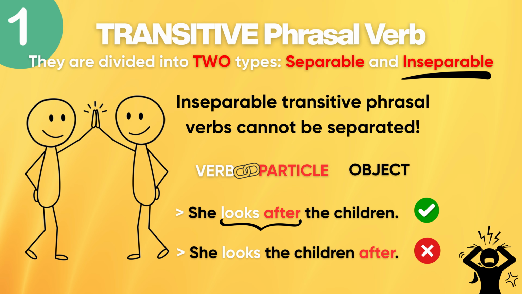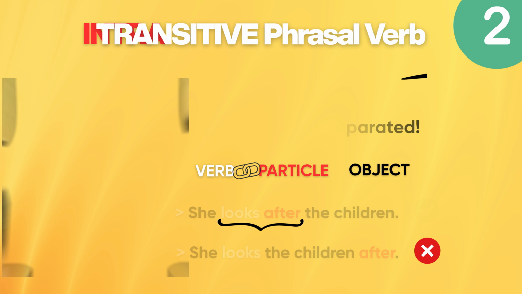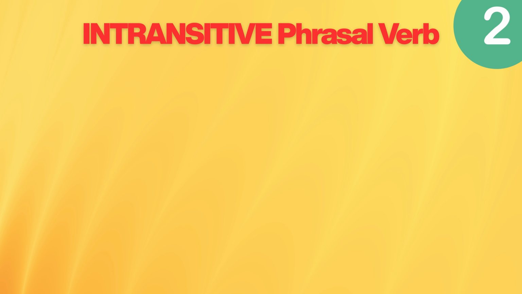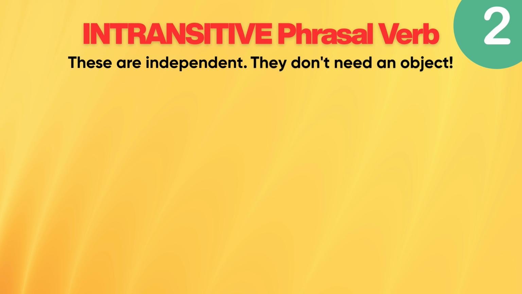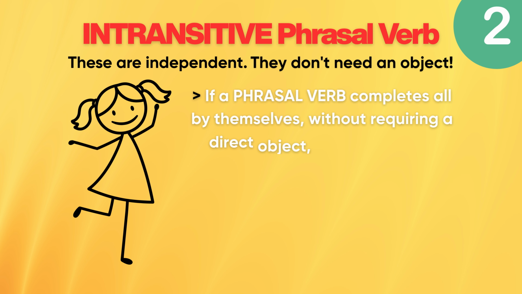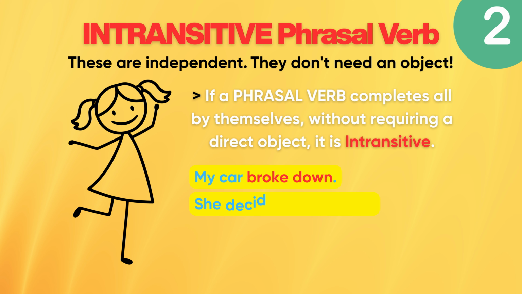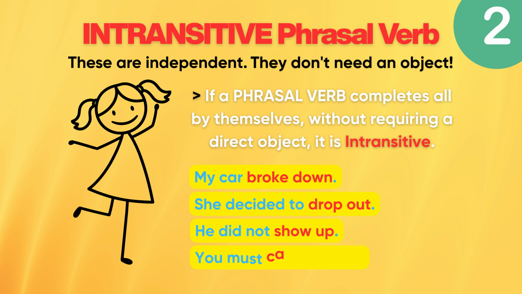Hope we have understood the behavior of transitive phrasal verbs and their rules. Now we move on to intransitive phrasal verbs. They are independent and do not take an object. As a definition, you can say if a phrasal verb completes all by themselves without requiring a direct object, it is intransitive. Examples: my car broke down. She decided to drop out. He did not show up. You must carry on now.